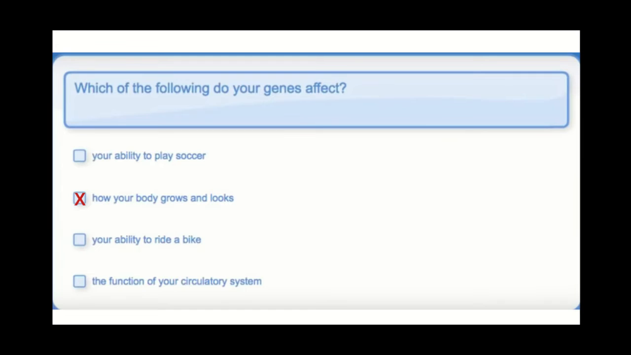It affects your body growth and looks. The ability to play soccer, everybody can play. Everybody can learn to play soccer. Your ability to ride a bike, everyone with normal body abilities can learn to ride a bike. The function of your circulatory system, yes, no. If your parents have problems with the heart, yes, then yes.